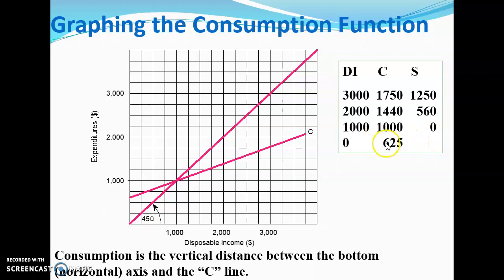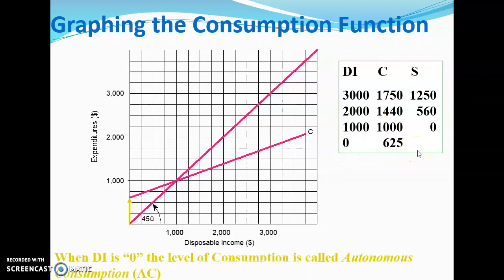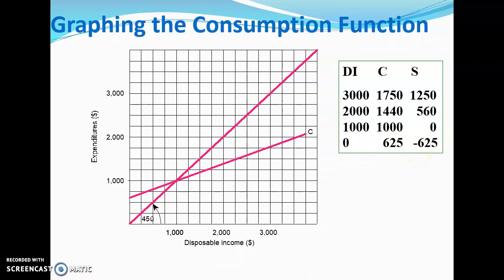Now in this case, when our income is equal to 0, we are making a certain amount of consumption. Then what will be the value of the saving? Saving is also the difference between the disposable income and the consumption. In this case, it will be 0 minus 625, and the answer is minus 625.